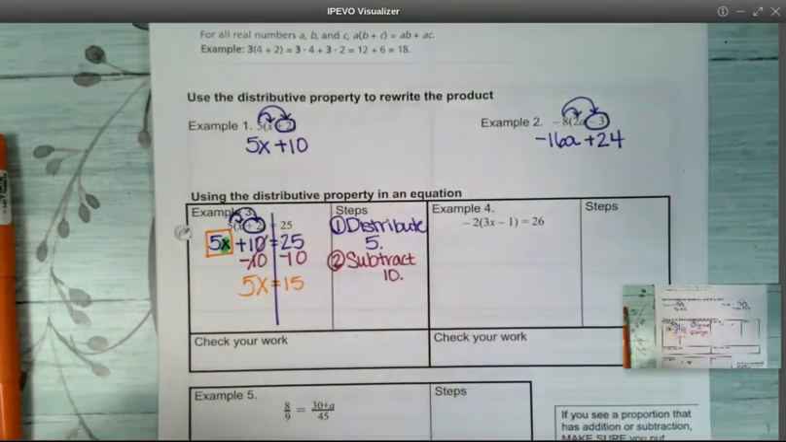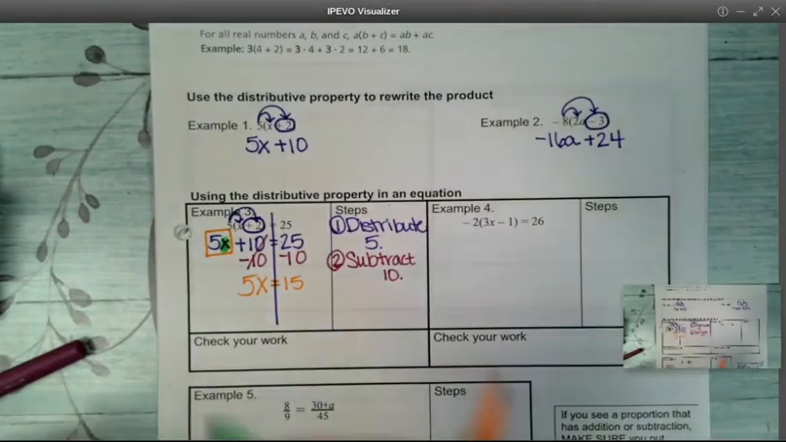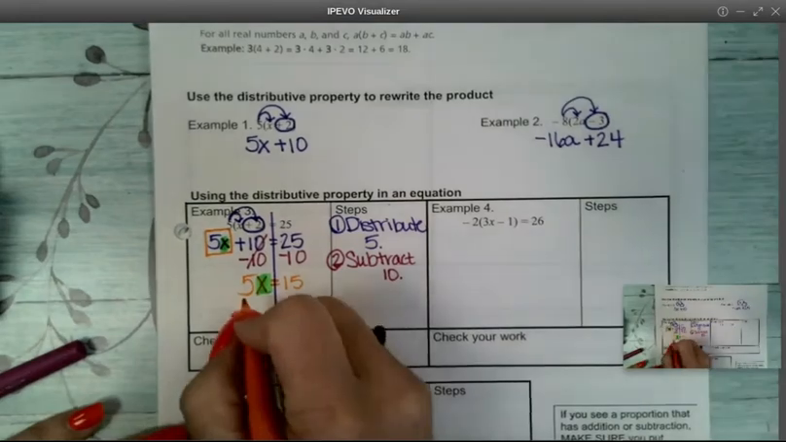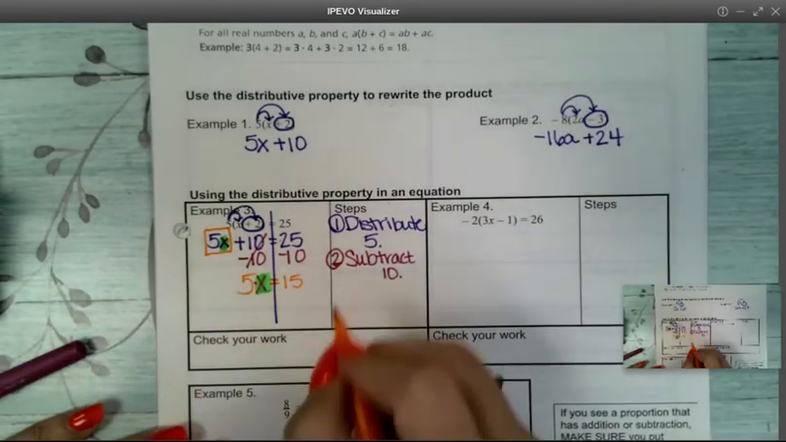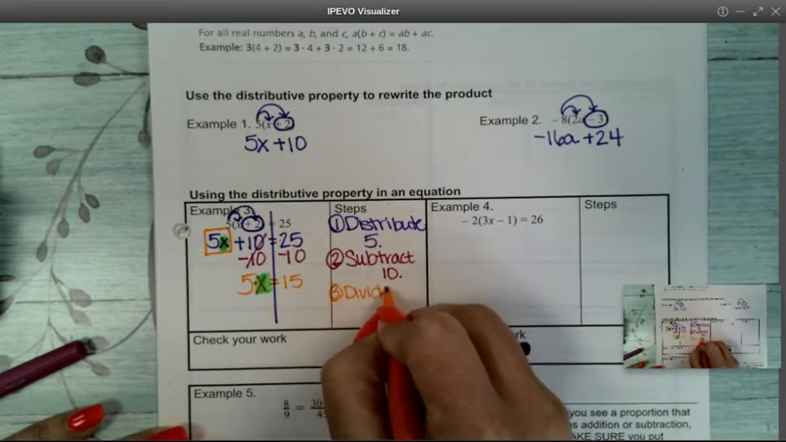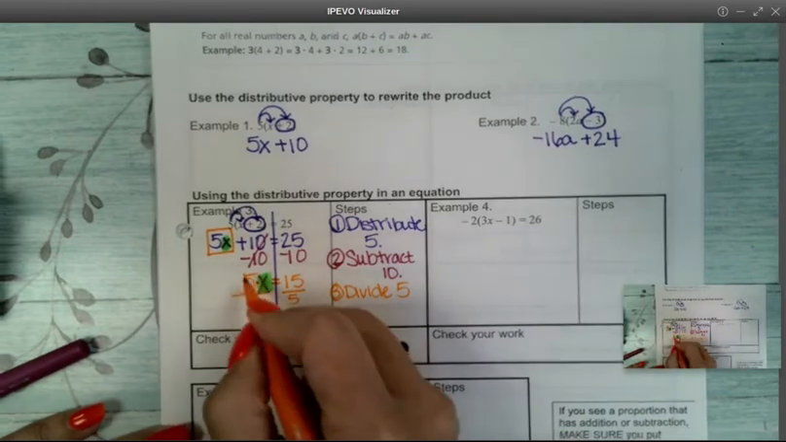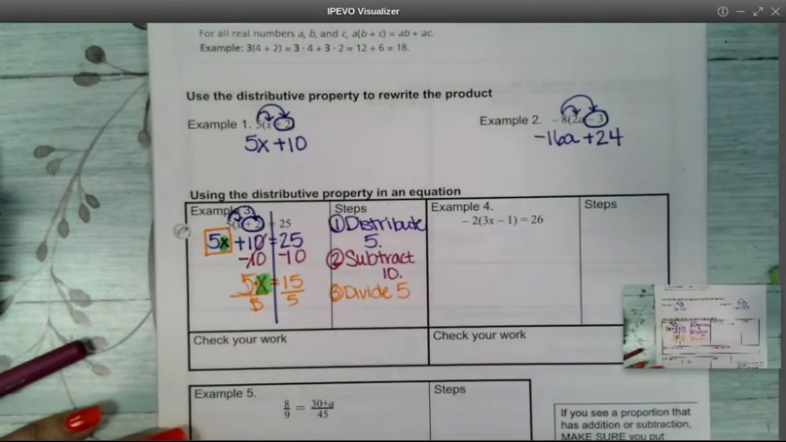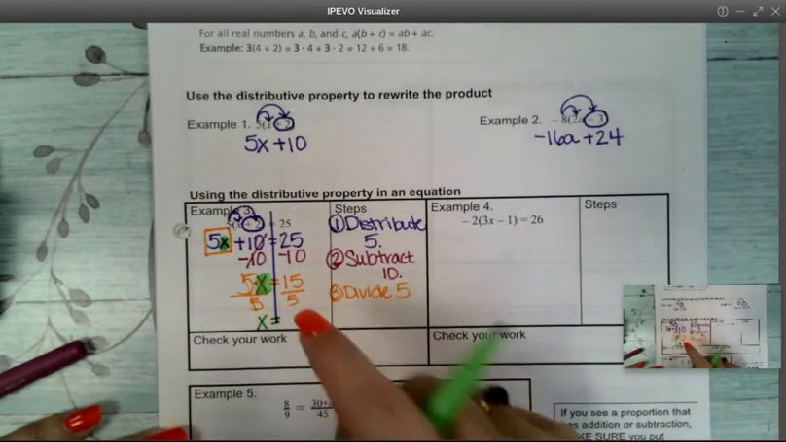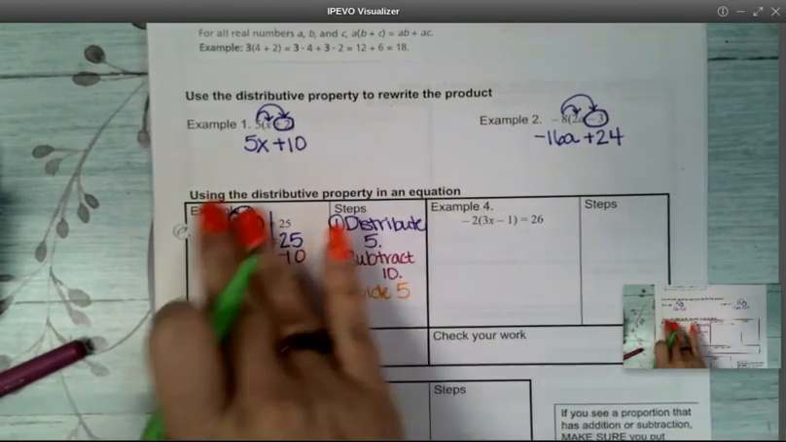The third step that we're going to do here, again, our goal is to get this x by itself, so we've got to get rid of the 5. Right now, 5 is being multiplied by the x, so we're going to do the opposite of multiplication, and divide both sides by 5. When we divide both sides by 5, the 5's divide away. 5 divided by 5 is 1x, which is what I wanted. And that's equal to 15 divided by 5, which is 3. That is how we solve example number 3.